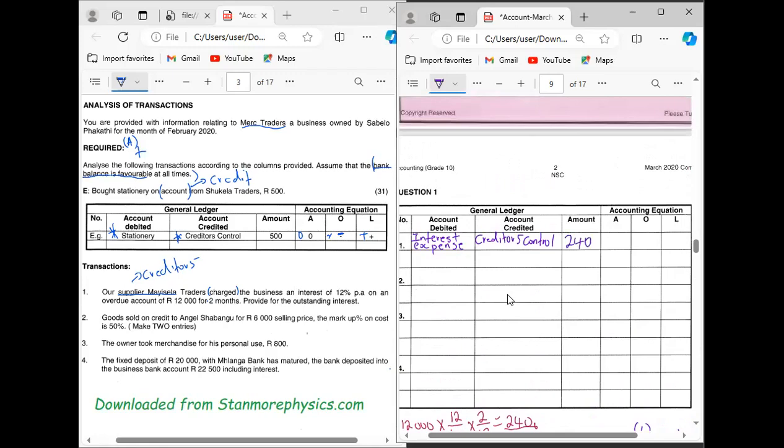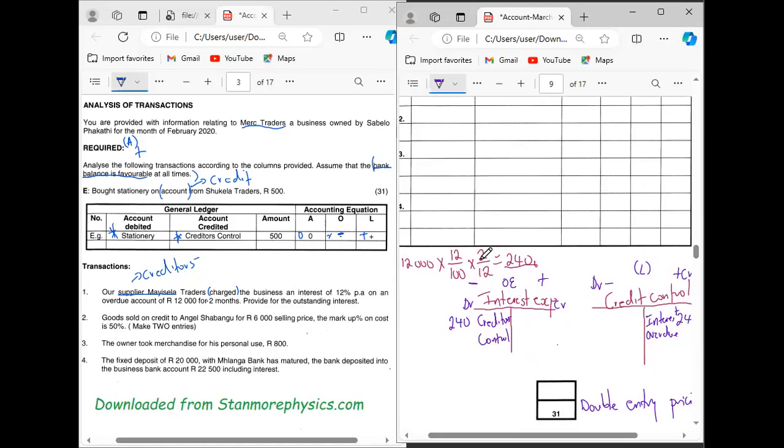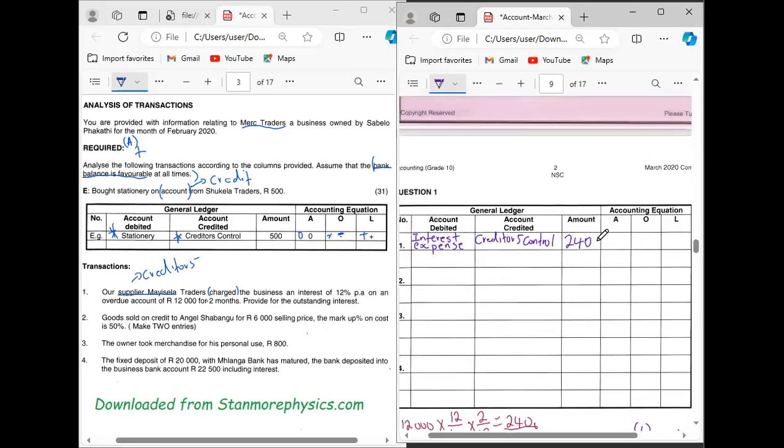And then now we can complete our accounting equation. So interest expense is classified as an what? As an asset, owner's equity, or a liability? Interest expense is classified as an owner's equity. And how will the interest expense affect our owner's equity, positive or negative? It will affect our owner's equity in a negative way. Then we need to go under owner's equity and show the negative side.